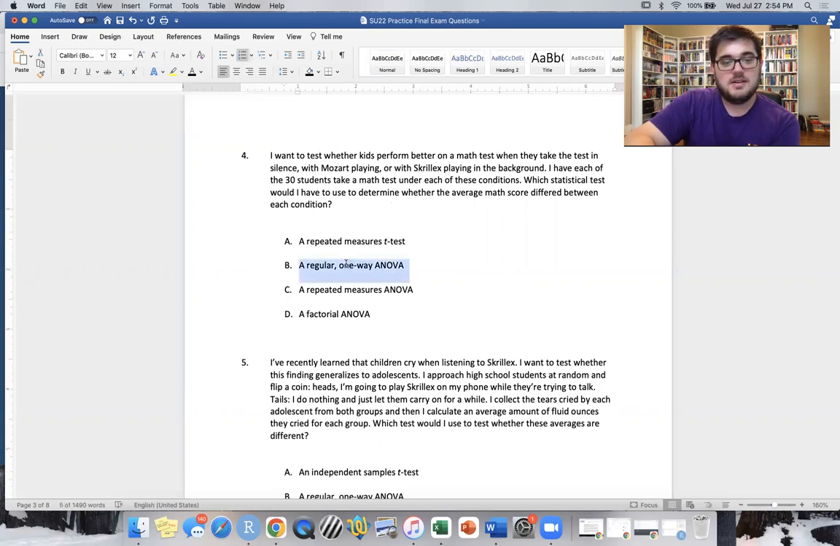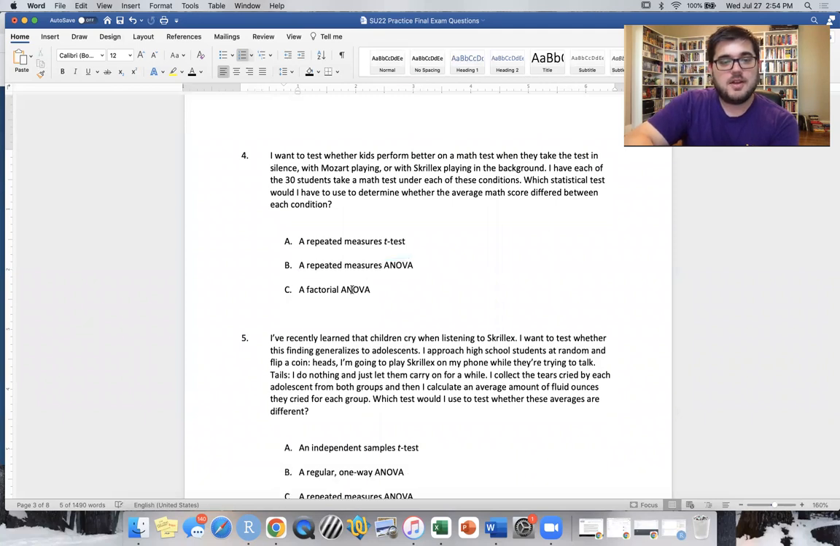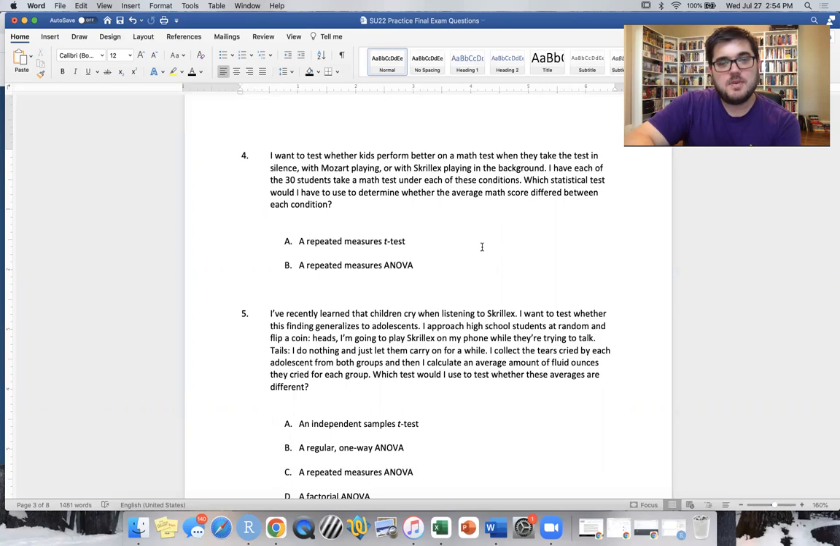So you can eliminate a regular one-way ANOVA, and you can have a repeated measures factorial ANOVA, but it doesn't say repeated measures in it. Because it's the same group of people doing multiple observations, and so your group means are coming from the same group of people, you know it's got to be repeated measures. Repeated measures t-test is for when you have 2 group means, and repeated measures ANOVA is for when you have more than 2 group means. So we have silence, Mozart, and Skrillex. That means repeated measures ANOVA is the right way to go.